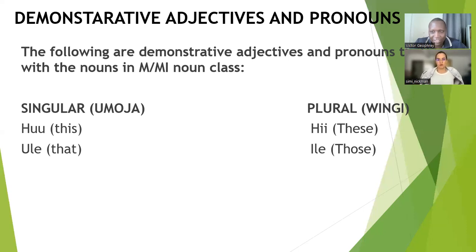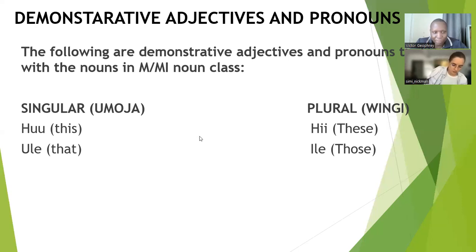Get it? Remember the other one, it was huyu, yule, hawa, wale. Yes, this one is different. This is huu, which means this. Ule, which means that. Hii, which means these. Ile, which means those.